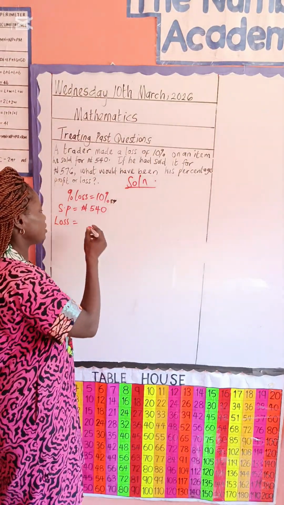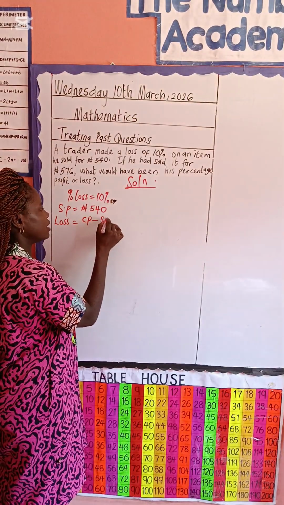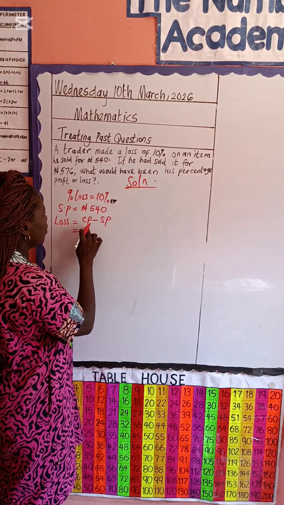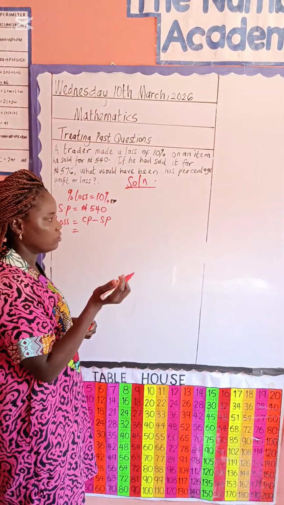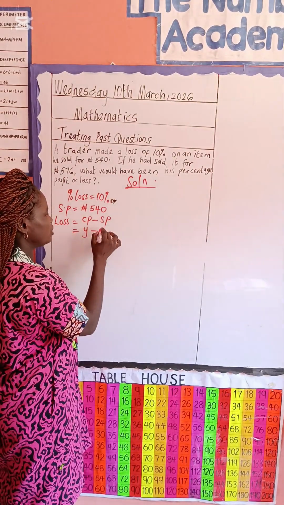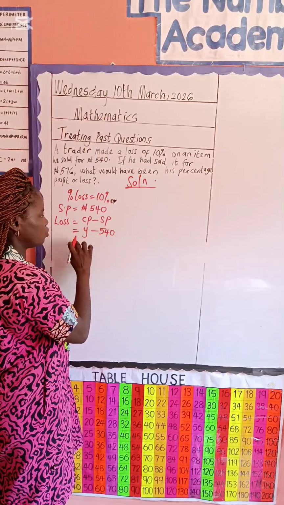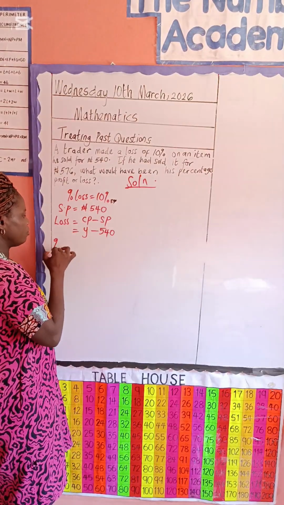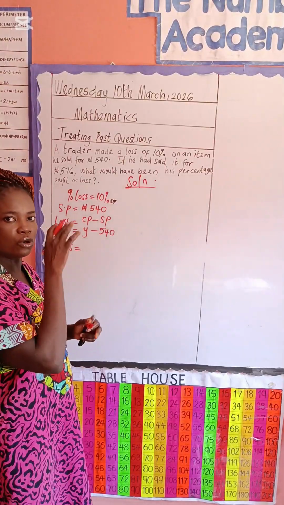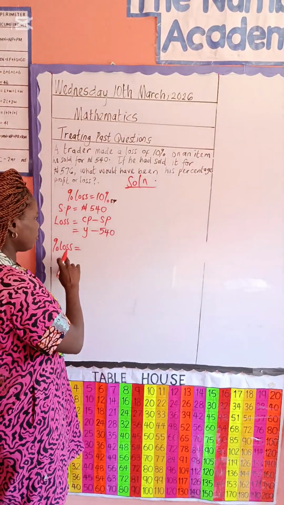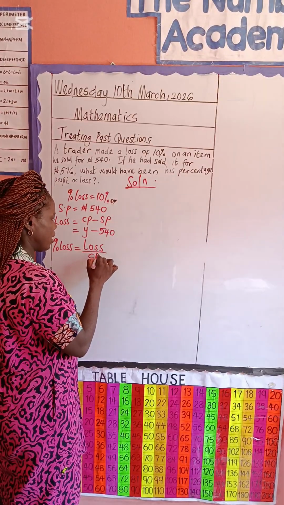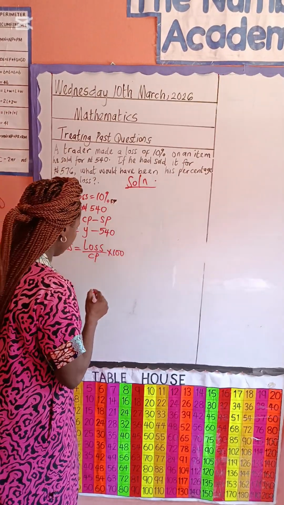The formula for loss is cost price minus selling price. What's our cost price? Our cost price was not given. Let's assume our cost price is y, minus the selling price, which is 540. So this is our loss. Now, since we're given percentage loss, we have to go with the formula for percentage loss, which is loss divided by cost price times 100.